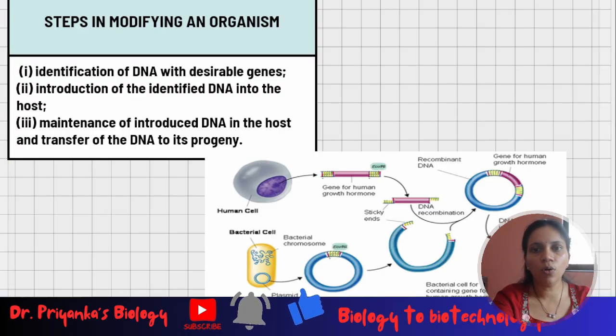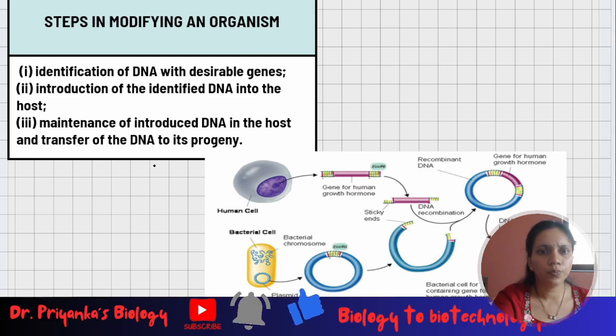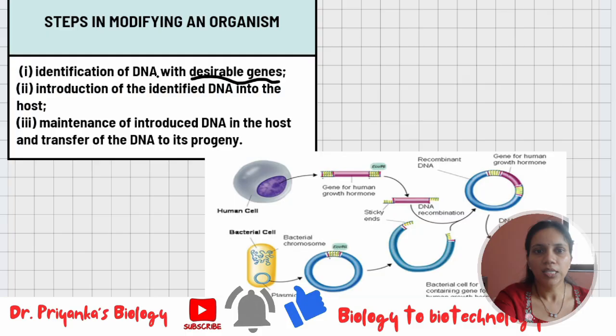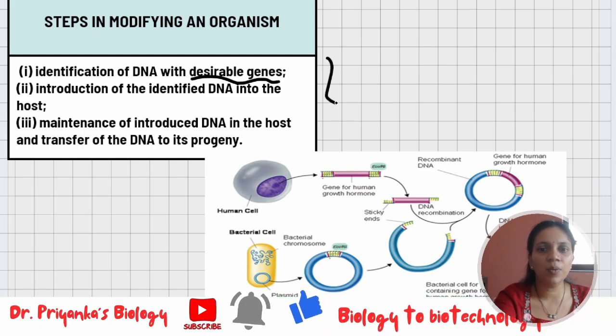We are not going to use just any part of the DNA, because we have to look for the function. What is the end result that you are looking for? So we will look for the part of DNA which has the gene. Let's call it the gene of interest. The second step is introducing this gene of interest into the host. The third is maintenance of this new DNA in the host and then transfer of the DNA to its progeny. So basically these are the three main steps.